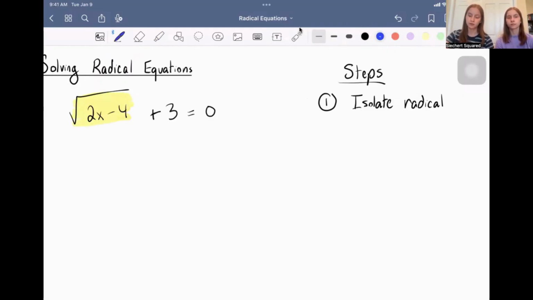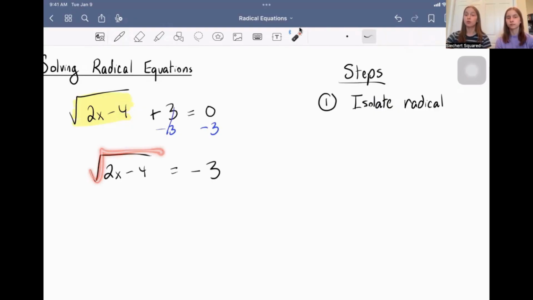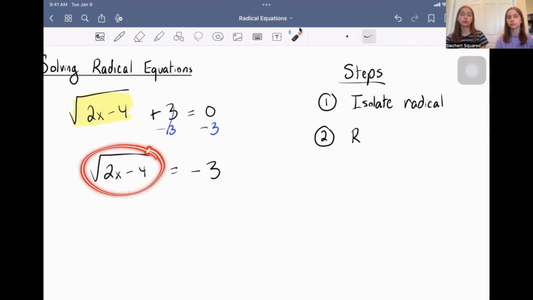To do that, let's get rid of that plus 3. I'm going to subtract 3 from both sides. So now I have the square root of 2x minus 4 equals negative 3. Now that I have that square root on its own, the goal is to get rid of the square root. The thing that reverses the square root is squaring something. Those two are inverse operations. So my second step: to undo a square root, you would square it. But if it was something different, like a cube root, then you would cube it.